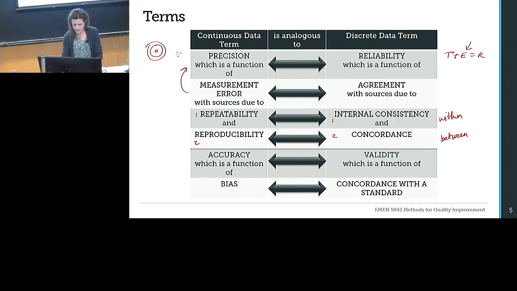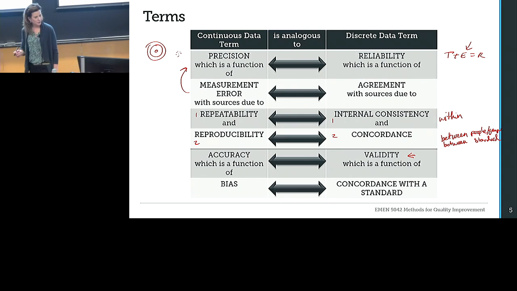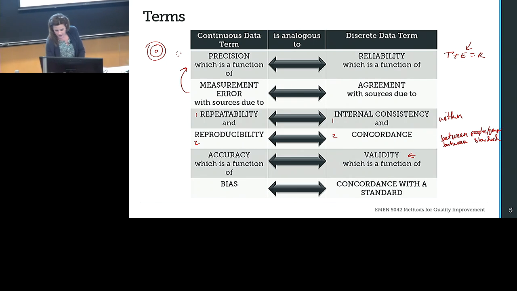So we have to have concordance between people or gauge, right? And between the standard. Those are important, okay? And this concordance with the standard tells us something about validity, whether or not we're accurate or not. So that really comes down to concordance with a standard, importante. Got that? If not, just go back and look at it and let it sink in a little bit.